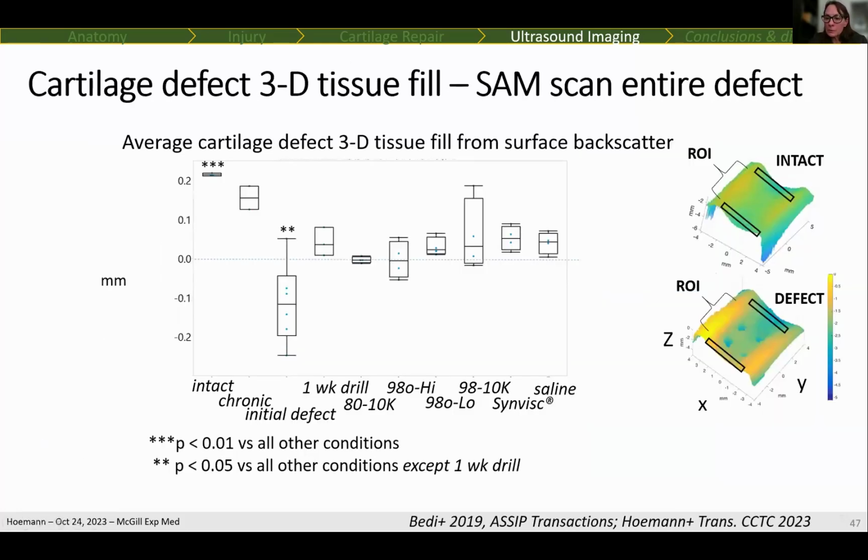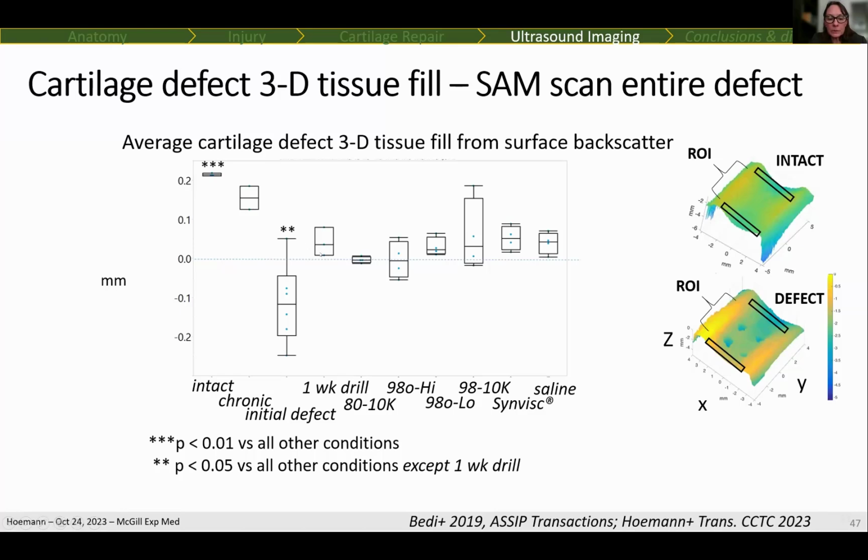So this is the result we got when we did the 3D ultrasound. Now what you can see is a comparison with the intact knee, where the average thickness of cartilage is around 200 microns. This is 0.2 millimeters. And we can see that at the initial defect, there are holes. We remove tissue, so the defect thickness is actually less than 0 because of the microdrill holes and the debridement.